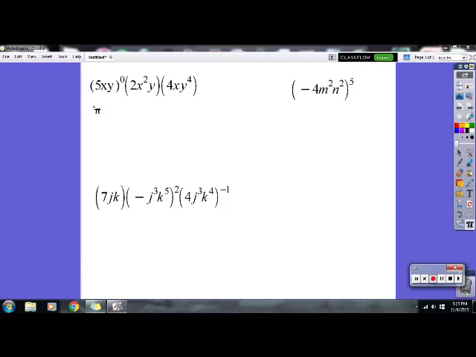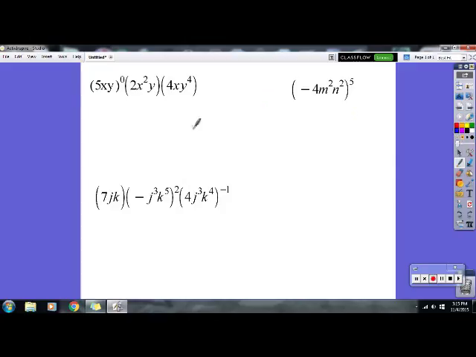In this first example, I have (5xy) to the 0 power times 2x squared y times 4xy to the 4th. This situation is multiplying like bases, because I have an x, an x, and an x, and a y, a y, a y. So the rule is when you multiply like bases, you add the exponents. But keep in mind what I said before: if you have exponents outside the parentheses, you must apply that exponent first. In this case, I have 5xy all to the 0 power, and the rule is that if I raise anything to the 0 power, it just equals 1.